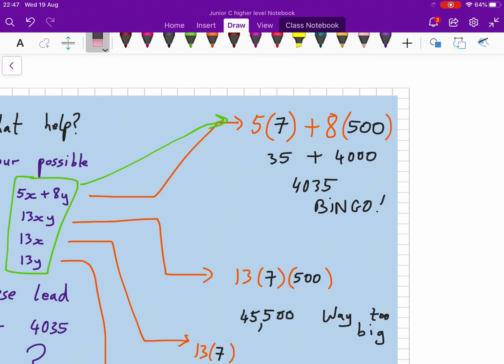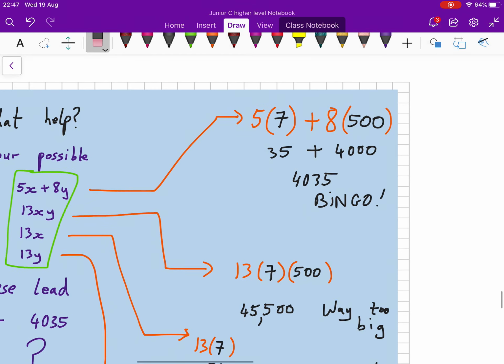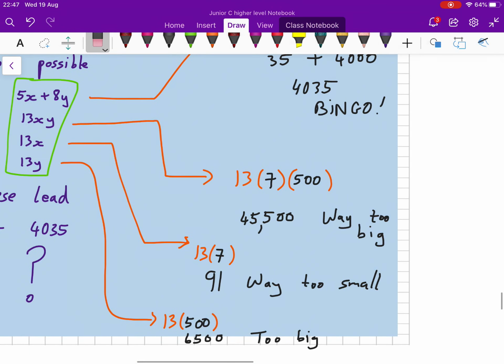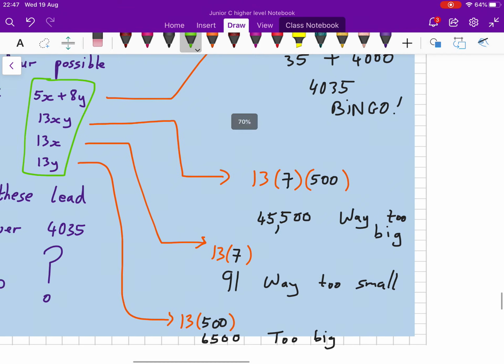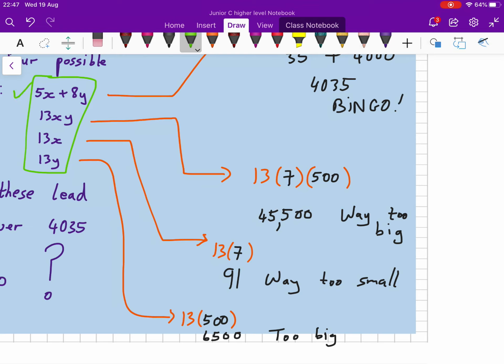That's the right answer. That's great. So it looks like we've got it right first time. But let's just check the other answers. So the 13xy. Yes, that's 13 times 7, where x is 7 and y is 500. So it's 13 times 7 multiplied by 500. That works out as 45,500, and it's just too big. So we know that that answer is definitely not correct. So our first answer is looking good and the second answer is looking bad.